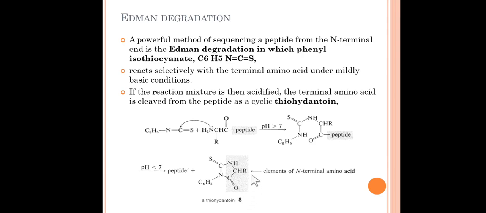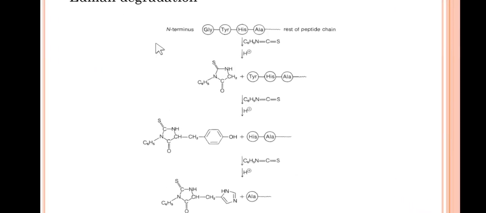So this method is very useful because we can determine the total amino acid sequence with this method. The separated peptide has another N-terminal amino acid, and this peptide will again react with another molecule of phenyl isothiocyanate. Again we get the hydantoin and so on. So we can easily determine the peptide sequence with the Edman degradation. This is a very powerful method for determining the sequence of amino acids in a peptide or protein. So this is a very nice flow chart or presentation of Edman degradation.